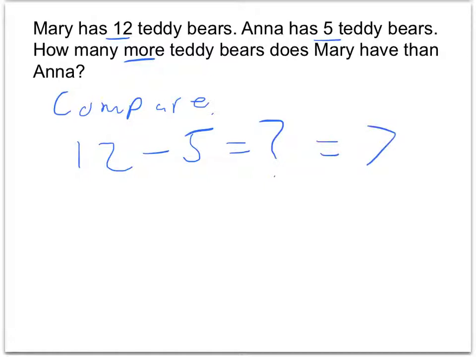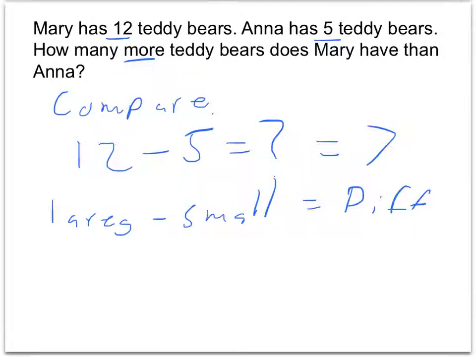So that's a simple problem, but the point here is that to solve this problem, we were comparing two quantities. We had a large quantity and a small quantity. And so to solve this, we took our large quantity and then we subtracted the small quantity, and that gave us our difference. Okay. So it's a compare story problem. We take our large minus the small, and that gives us our difference.